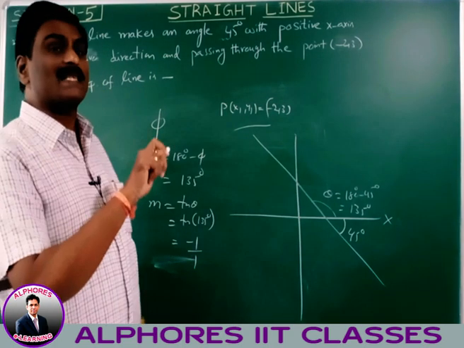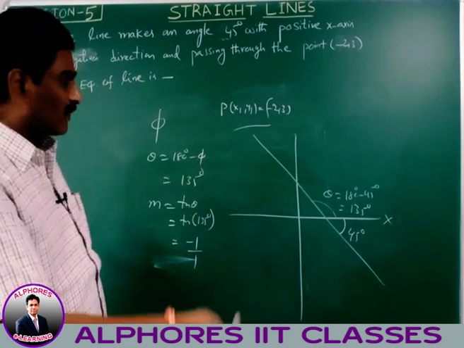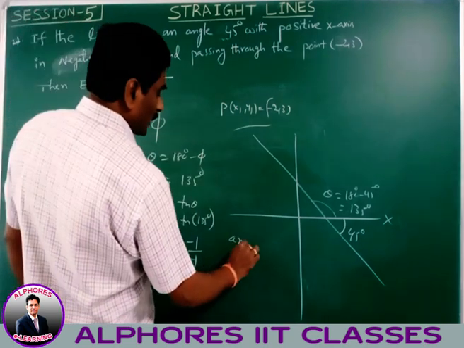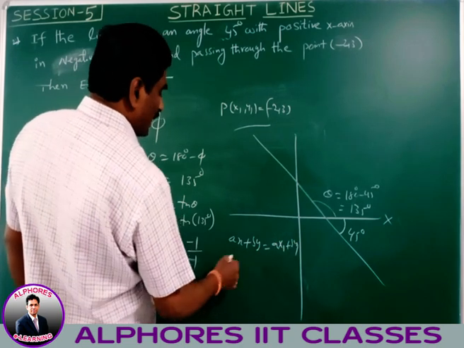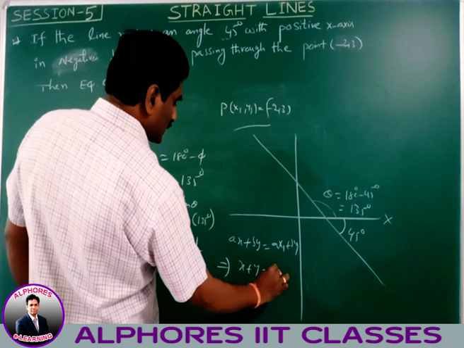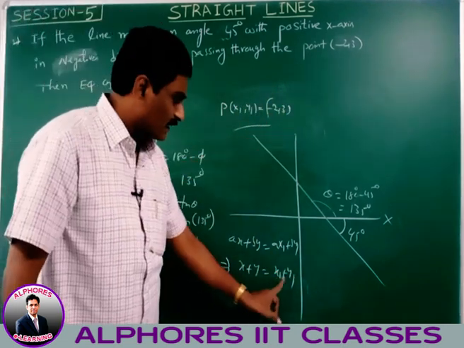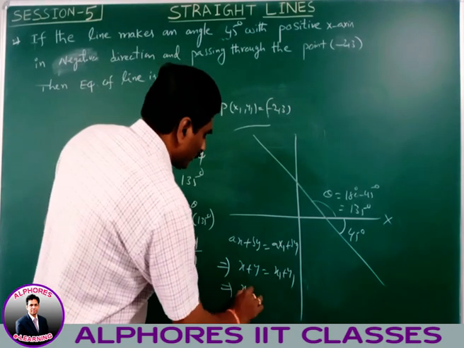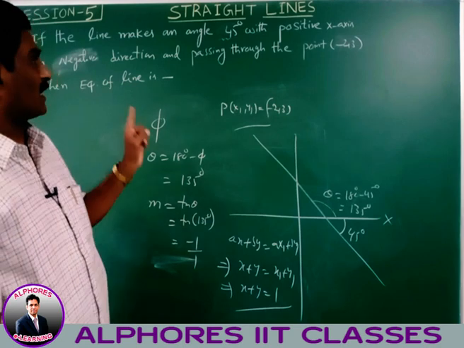If the slope is minus a by b, what is the equation of the line? ax plus by is equal to ax1 plus by1. So the equation of the line is x plus y is equal to x1 plus y1. What is the value of x1, y1? Minus 2 plus 3. That means x plus y is equal to 1. It is the required answer. Okay, please note this value.